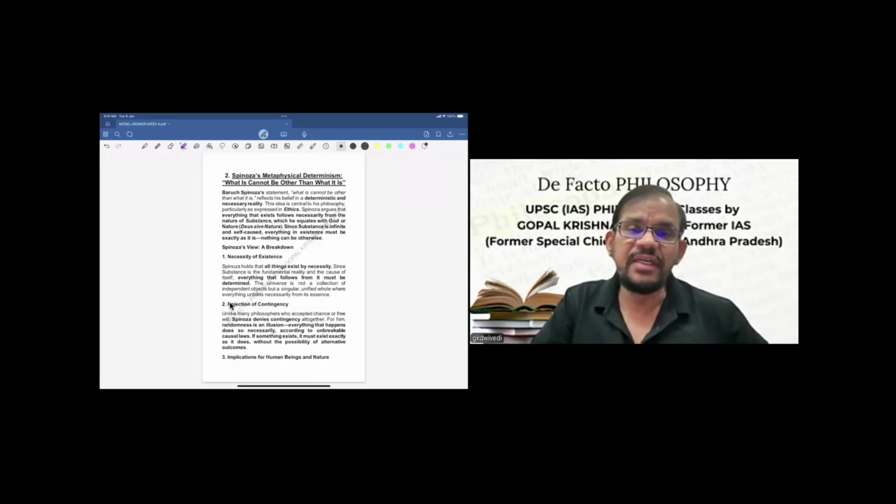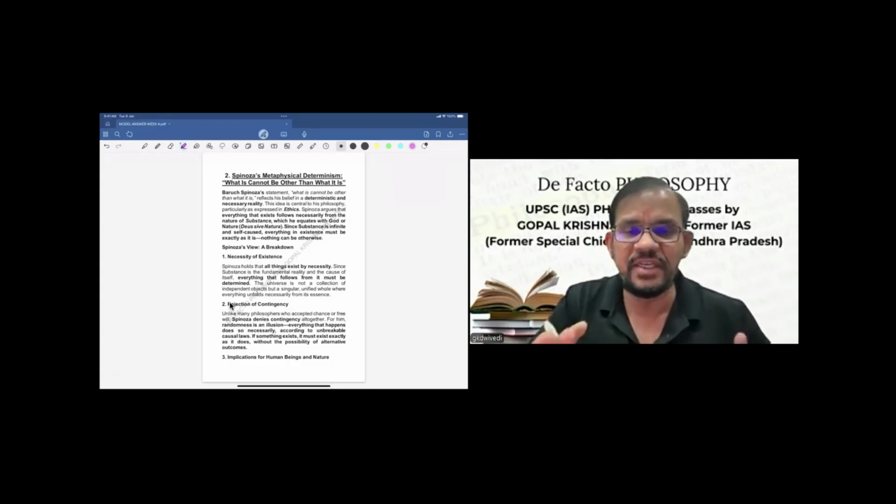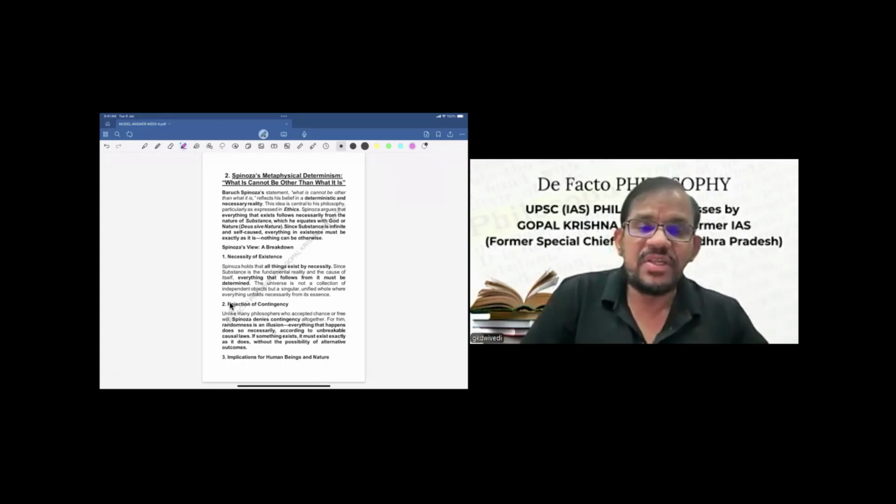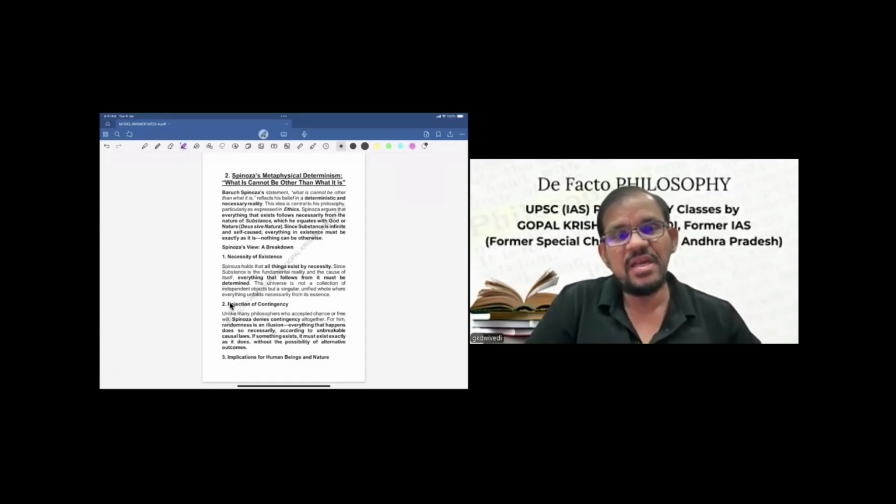Spinoza's metaphysical determinism. See, what is cannot be other than what it is. So this was a sentence. In the question it was written: discuss or explain or critically examine. Anything can be written. What is cannot be other than what it is. This is a statement given by Spinoza. Now this is called, in other words, Spinoza's metaphysical determinism. So if a question comes to explain Spinoza's metaphysical determinism, then also the same answer has to be written.